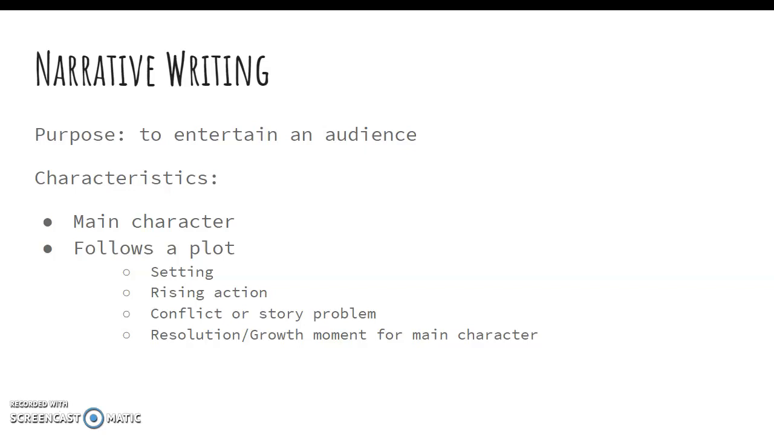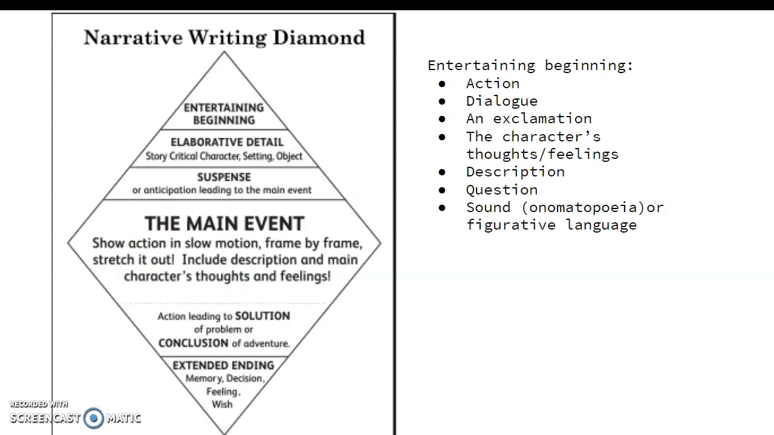A narrative typically follows a plot, including a setting, rising action, a conflict or story problem, and a resolution. And I know in your reading lessons, you're going to be talking about this, so this should seem familiar. So the way we're going to talk about narrative writing is from an author's perspective, and as writers, you're all authors, so I need you to start reading with an author's eye.